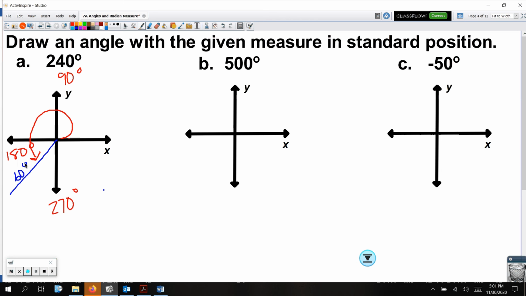Okay? So that would be my sketch, my drawing. Okay? Let's look at 500. So that means I have to make more than one rotation. So we know this is 90, 180, 270. That's going to give me 360 once I get back there, okay? It's positive. I'm going to go to the right. So bigger than 360. 360 plus 90 is 450, so then I need 50 more. About there. Okay, we want to make sure we draw our terminal side.